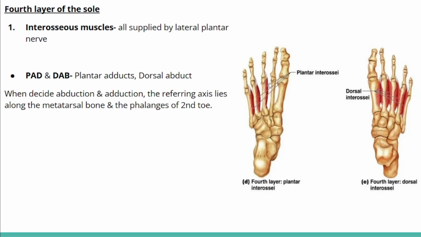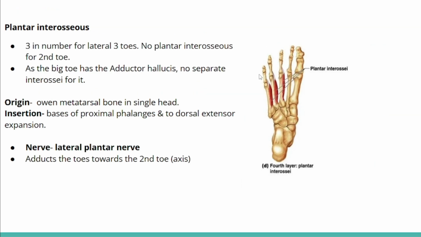So when defining adduction and abduction, the axis lies along the metatarsal bone and the phalanx of the second toe. Referring to this axis, we decide whether it is abduction or adduction. First, we'll talk about the plantar interossei. So these are the plantar interossei. You can see there are three interossei muscles, which arise from the lateral three metatarsals. So plantar interossei are three in number for the lateral three toes. No plantar interosseous for the second toe.